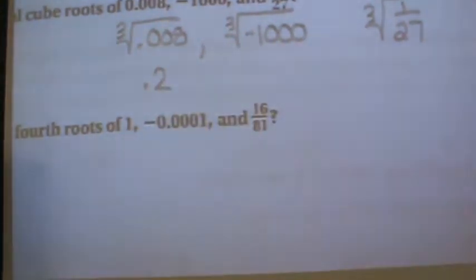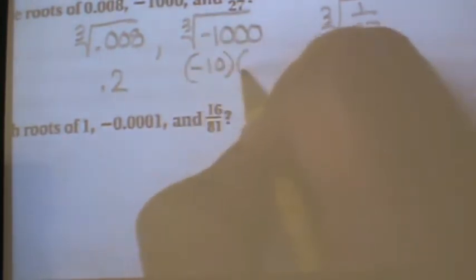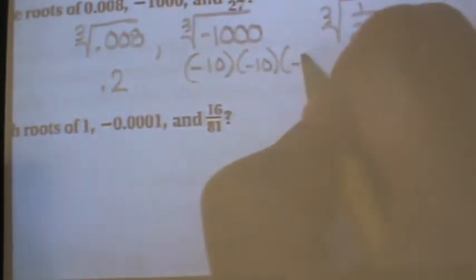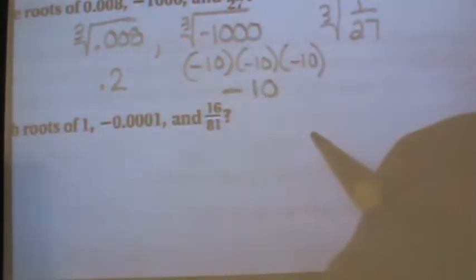This is 0.2. Decimals are hard. 0.2 times 0.2 times 0.2 is 0.008. How about this one? What 3 numbers are the same that multiply to give you negative 1,000? Negative 10. Negative 10 times negative 10 times negative 10 is negative 1,000. So the answer is negative 10.